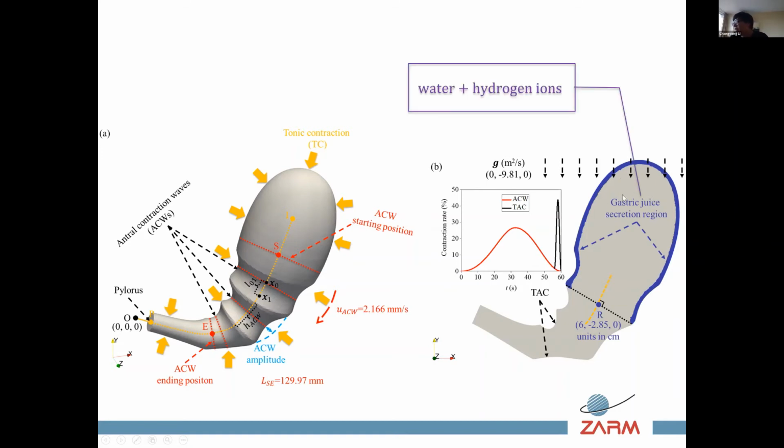Gastric juice is a digestive fluid. It plays a key role in digesting proteins. In our simulation, the gastric juice was simplified as water and hydrogen ions. They come out from this blue layer, where the distance from the wall is smaller than 3 millimeters. The region where the distance from the wall is smaller than 5 millimeters is set as a porous media, which is used to model the effect of the wrinkles at the stomach inner surface.